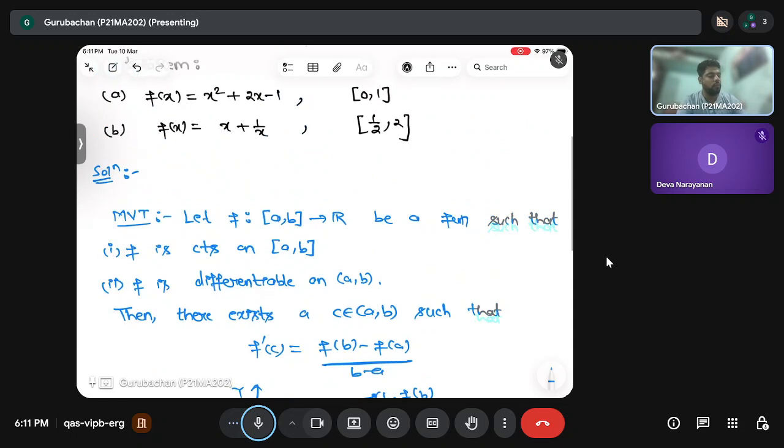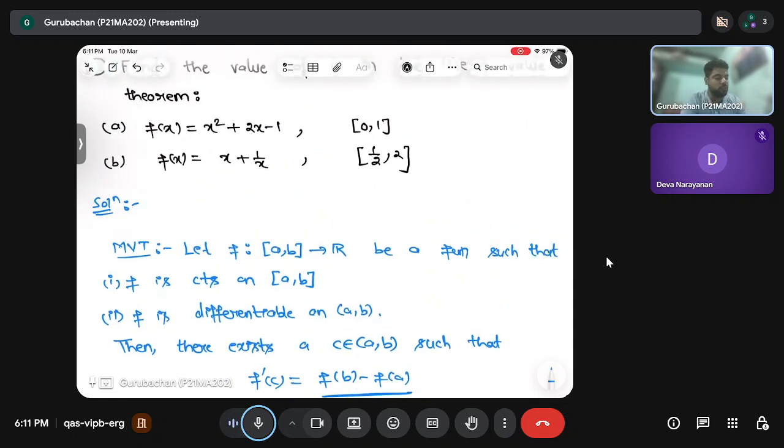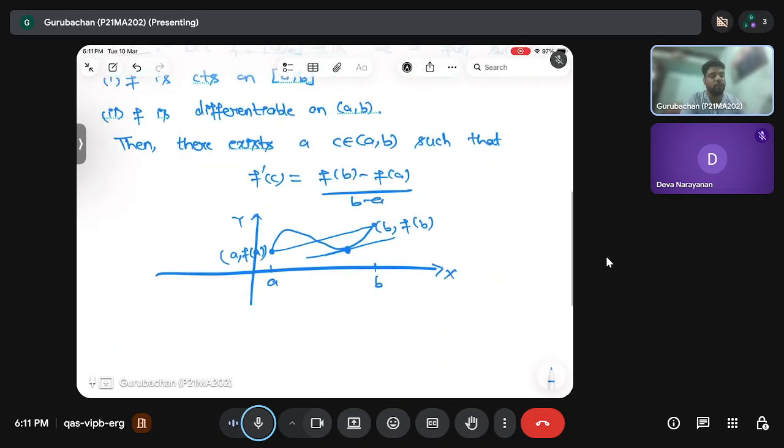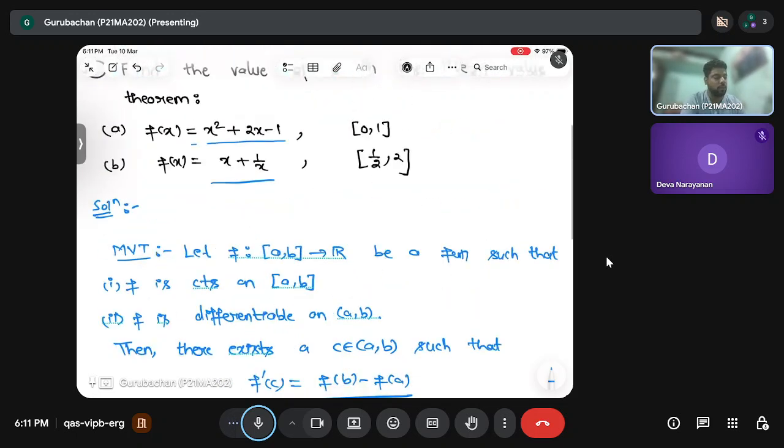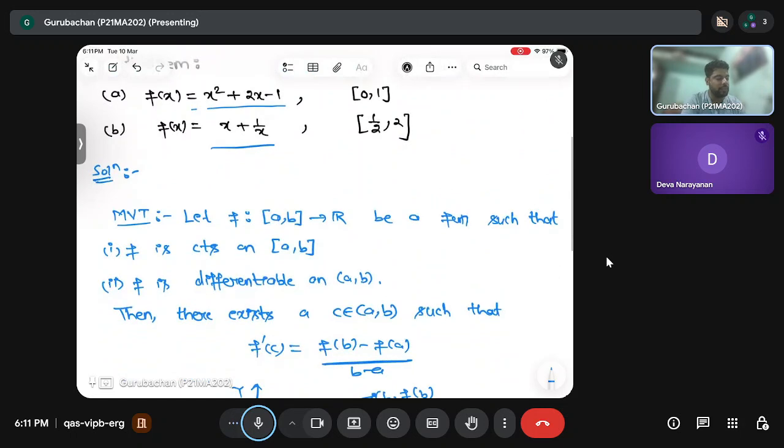So here we first need to check that the function is continuous on the given interval and differentiable on the open interval, and then we can find out the value of C. Now you know the hypothesis of the mean value theorem, and you can easily find out the value of C. First of all, try this on your own, then we will discuss it.